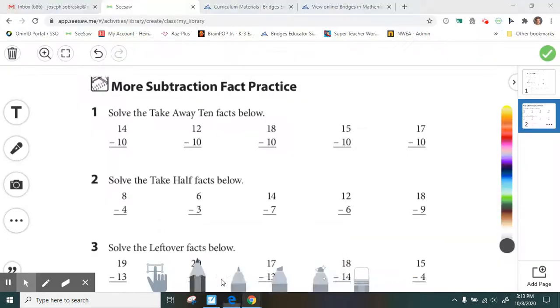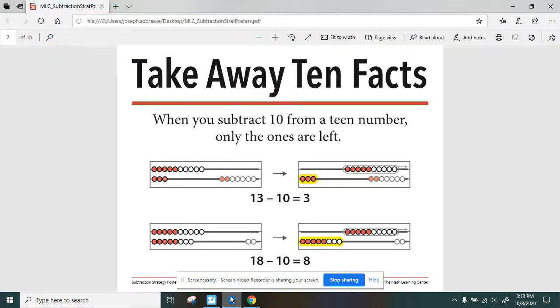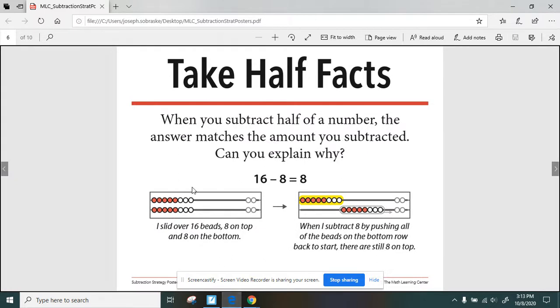So if I come back here, 14 minus 10. Well, if I take this whole tens place away, I'm going to be left with 4. All these in this row are going to be take away 10 facts. Number 2 says solve the take half facts. So 8 minus 4. So 4 is half of 8. So if we do the take half facts, when you subtract half of a number, the answer matches the amount you subtracted. Can you explain why?